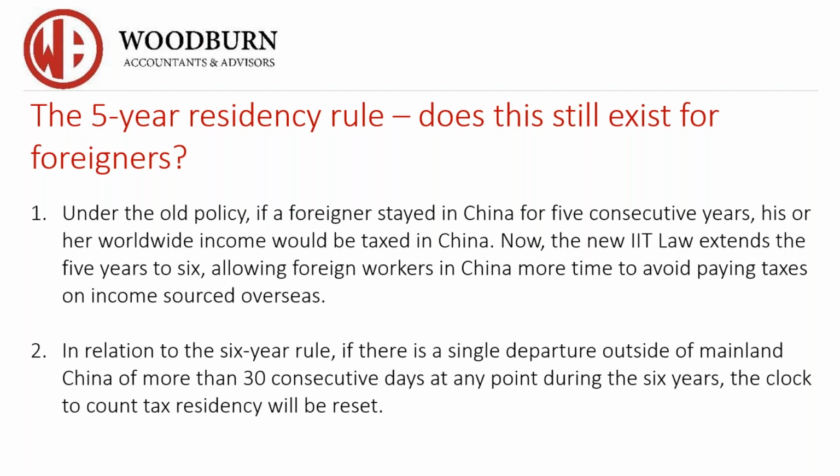In relation to the 6-year rule, if there is a single departure outside of mainland China of more than 30 consecutive days at any point during the 6 years, the clock to count tax residency will be reset. This is different from before, where you had an option of 30 consecutive days or 90 days in total in a calendar year. Now the rule is very simply 30 consecutive days.